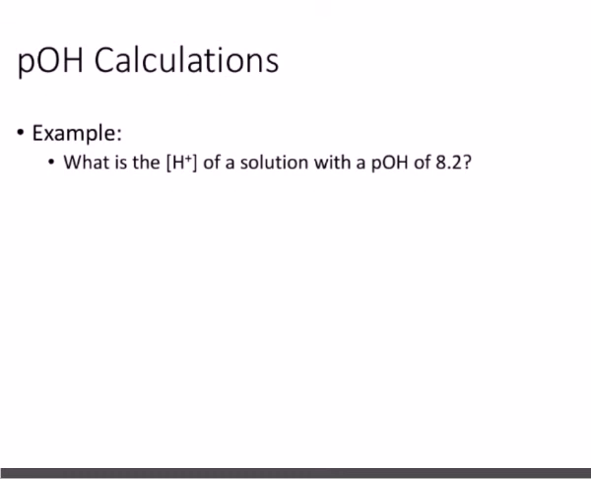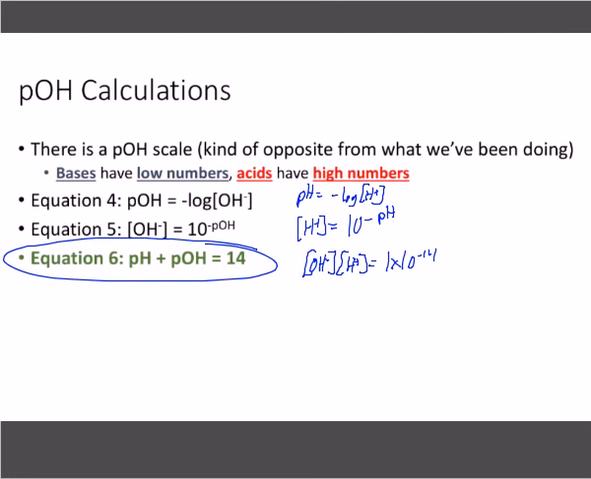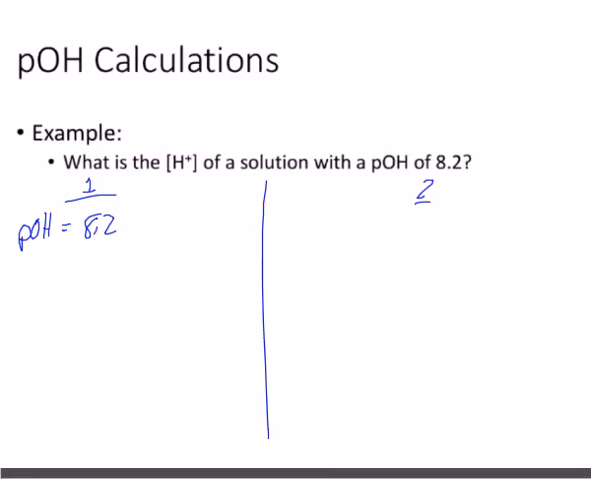So here we go. We're looking for the hydrogen ion concentration of a solution with a pOH of 8.2. There are 2 ways that I can solve this. I'm going to show you guys both ways. Here is the first way, and here's going to be the second way. You can choose which way you want to go. So I've got pOH. I need to get to H plus. So the first thing I need to do is get to hydrogen. The first way, I'm going to use equation 6, pH plus pOH. So if I want to get pH, I can say pH equals 14 minus my pOH.